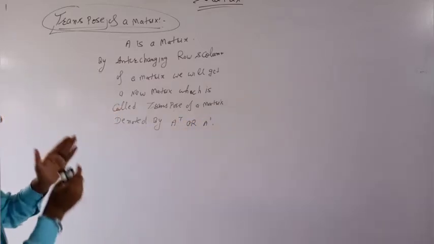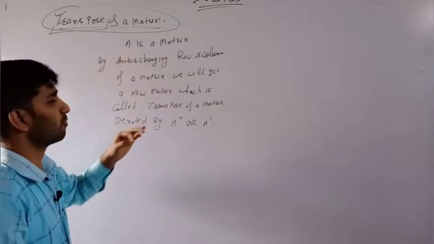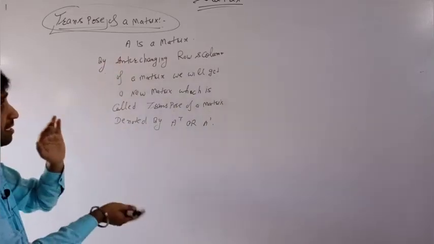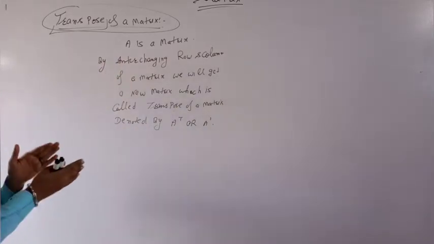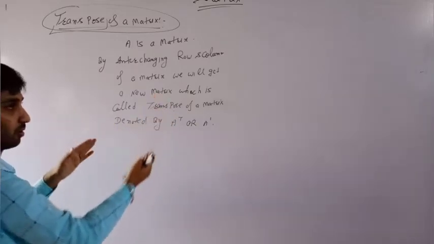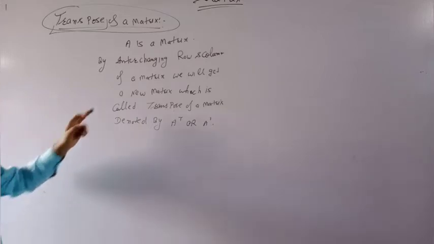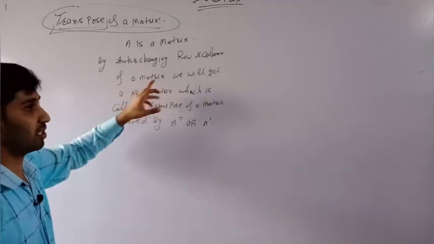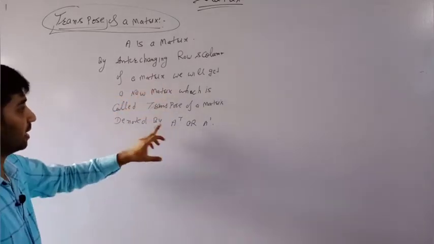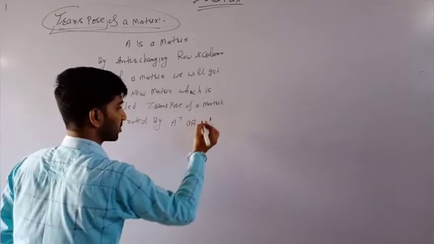Meaning, if we have a matrix of any order, by interchanging rows into columns and columns into rows, we get a matrix which is called the transpose, denoted by A transpose or A dash.